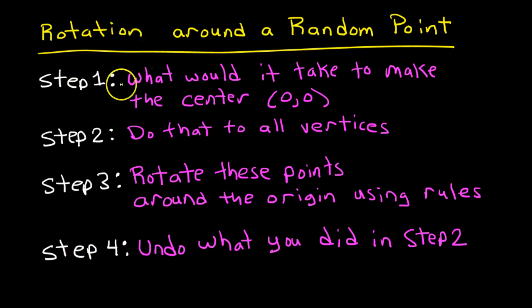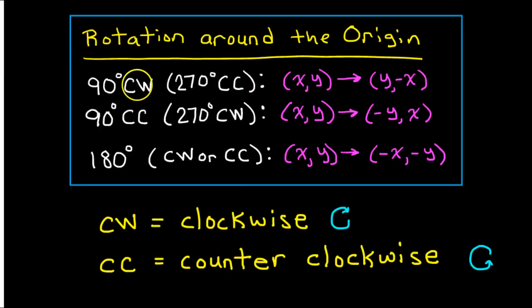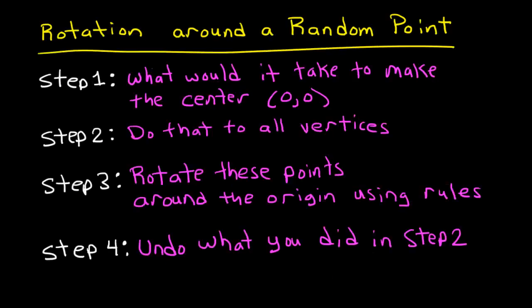It's a four-step process. Step one, we're going to ask ourselves, what would it take to make the center become 0, 0? Whatever that is, we'll do that to all the vertices. Then we can rotate those points around the origin using the rules that you have memorized, the rotation around the origin rules. And then you have to undo the change that you made in step 2, and then you're done.